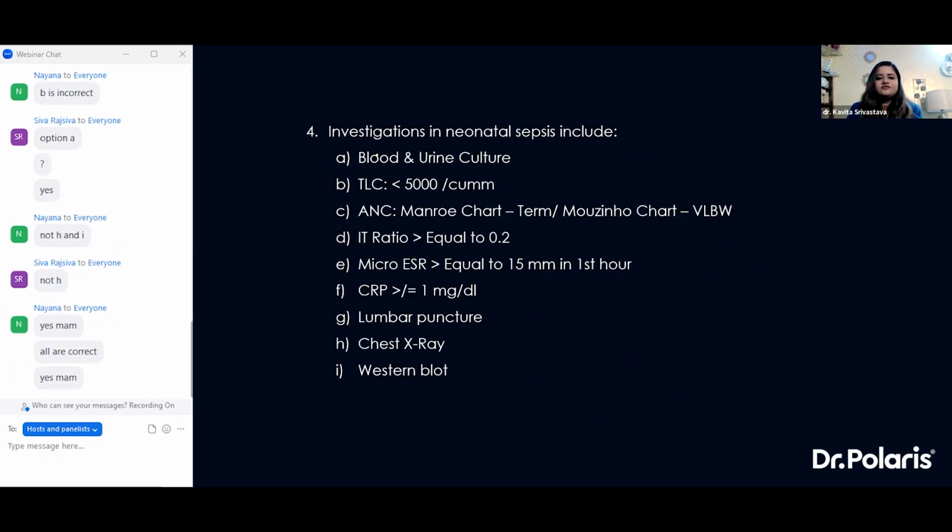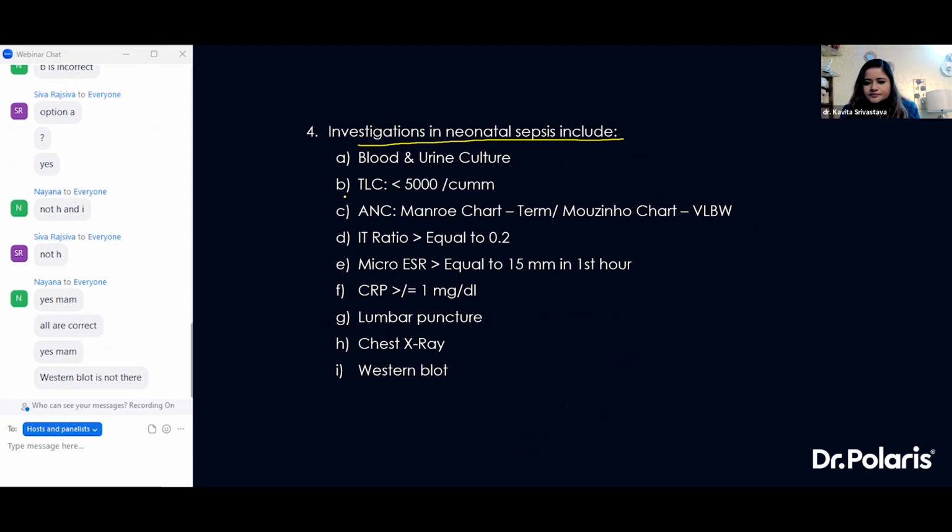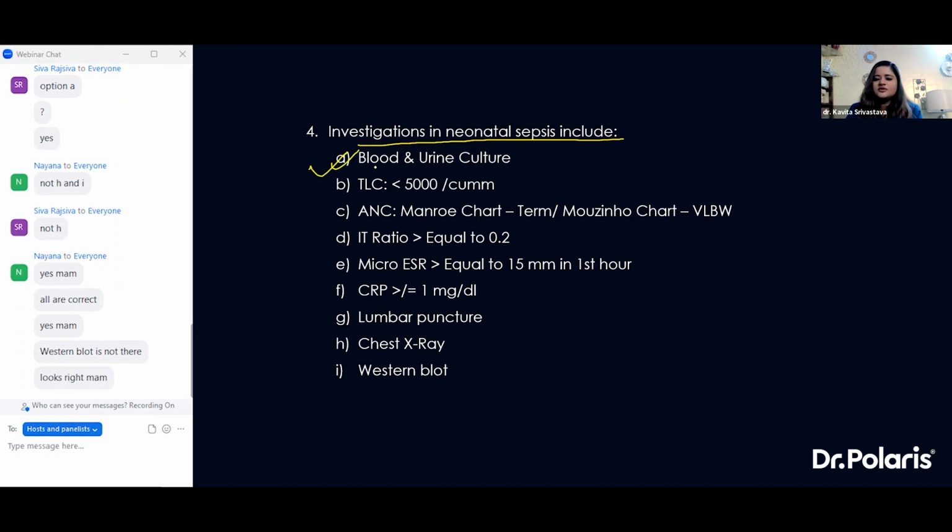All right, next question, number 4. Investigations in neonatal sepsis include, so what are the investigations in neonatal sepsis? What all tests would you like to run so that you can diagnose neonatal sepsis? Okay, let's see one by one. Western blot is not there. Yes, that is right. Rest all of them, is it right, Nayana? Let us see one by one. So blood and urine culture, obviously, because yes, all of them are right except Western blot.